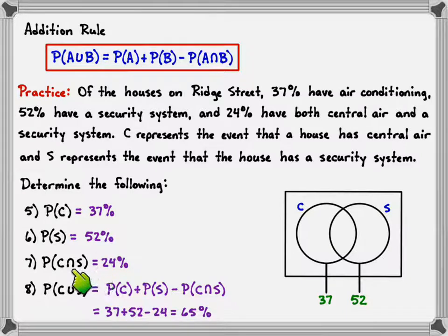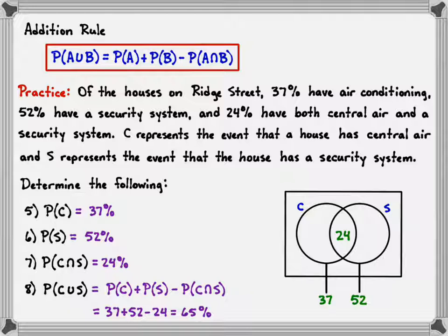Where does the intersection go? Well, the intersection goes where they overlap. Remember, intersection is one piece. So what one piece has both air conditioning and a security system? That would be in the middle there, so that's 24.